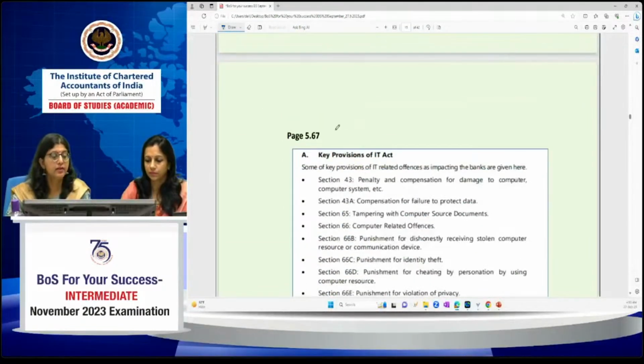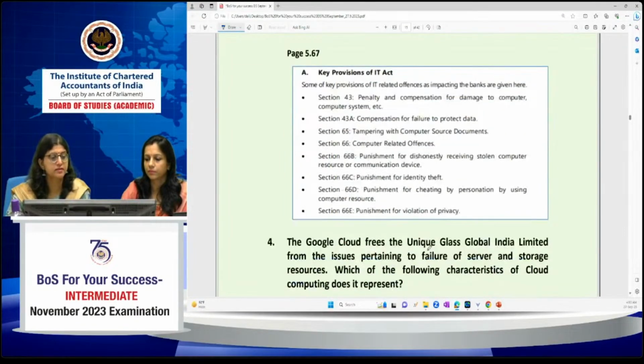So in chapter 5, page 5.67, we have these key provisions of the IT Act. Once we are aware of what section relates to what particular offense, we will be very much able to find out that section 43A, compensation for failure to protect data, would be the correct answer. So here the answer would be section 43A. Ankit has given the right answer. The answer is very right.